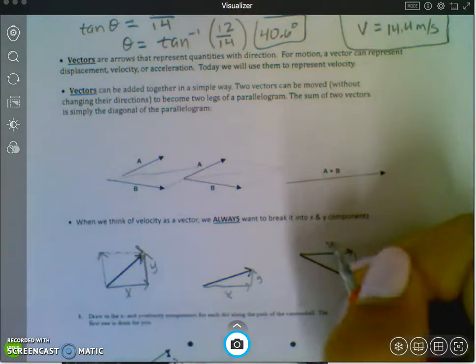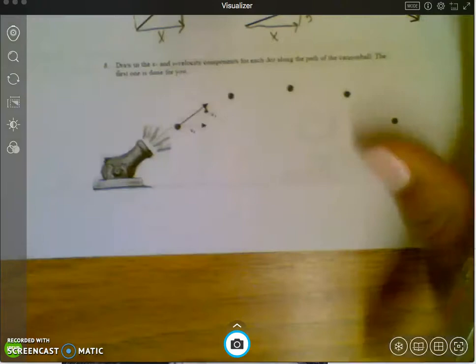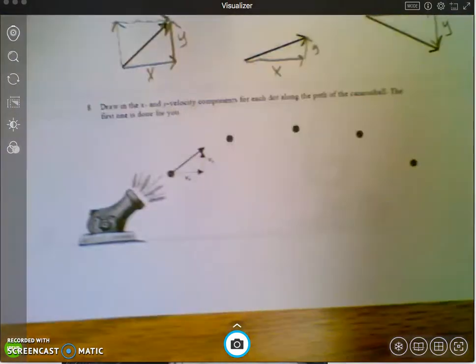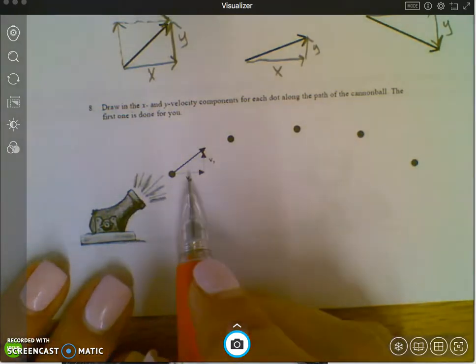Okay, and this would be x and this would be y. All right, we're going to do something similar to what we did in the horizontal video, where we draw the vector components on the cannonball. Hopefully you remember doing that in the last one. Okay, the first one's done for you.